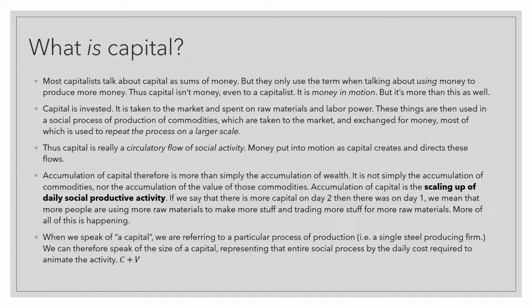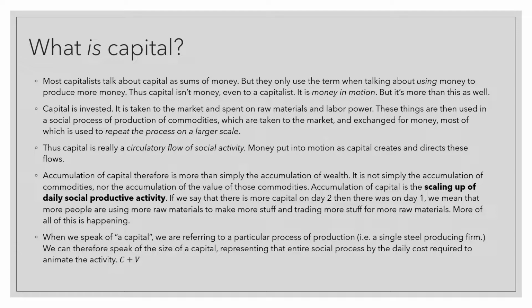They're trading more stuff for more raw materials, they're doing more labor, there's more people involved, there's just more stuff happening. More of all of this is happening. That's what it means for capital to accumulate, because capital is the social process. It's not the output of that process. That is an accumulation of sorts, but it is not an accumulation of capital.